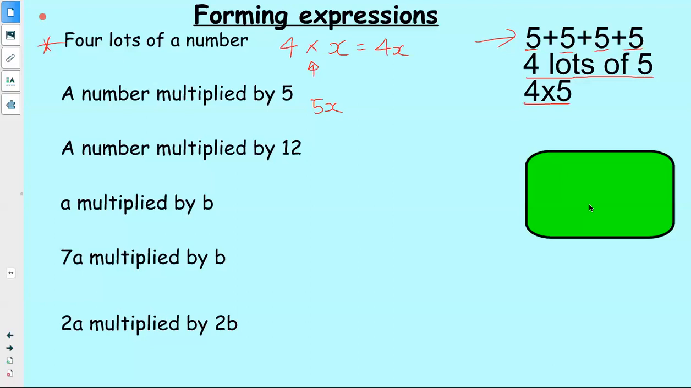A number multiplied by 5, we can go straight to 5x. A number multiplied by 12, 12x. A multiplied by b, again from previous lessons, you know how to write this now, ab. 7a multiplied by b would be 7ab. And 2a multiplied by 2b, again from previous lessons, 2 times 2 is 4, and a multiplied by b is ab, so it's 4ab. Well done, let's move on.